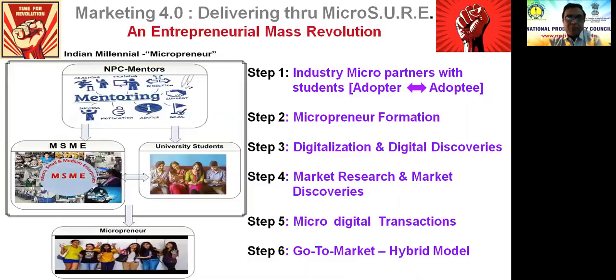So what is Marketing 4.0? Delivering the growth through microsure is basically an entrepreneurial mass revolution through the micropreneur concept. So how it actually goes, goes up and goes down, basically. NPC has a knowledge base. NPC creates brilliant mentorship.